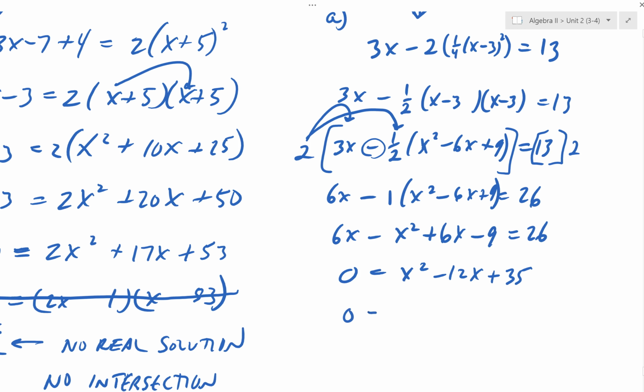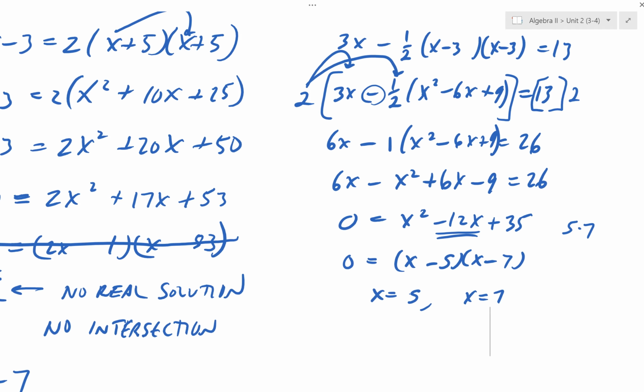And then remember again, we want to try to factor it. If we can't factor it, then we'll go to the quadratic formula. What is a factor pair for 35? 5 times 7 gives me 35. So if I do 5 and 7, is there any way I can get a negative 12 out of that? Yes, if I make them both negative, then x minus 5 times x minus 7 will factor that correctly. And so my solutions are x equals 5 and x equals 7.